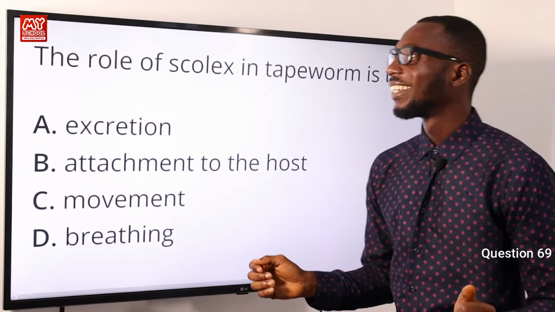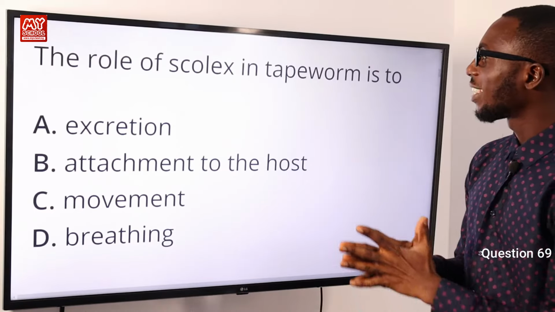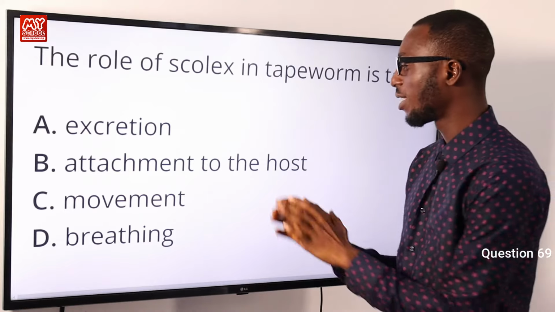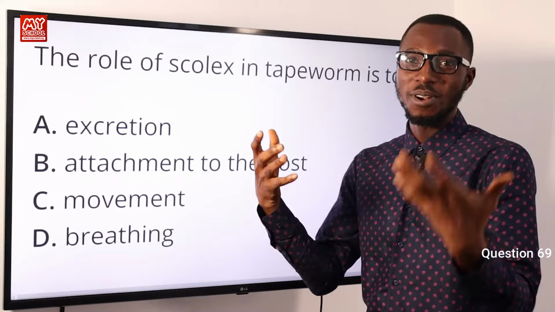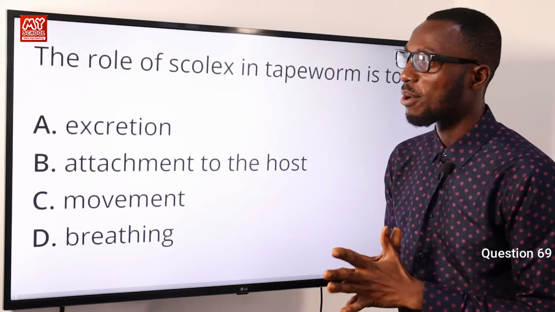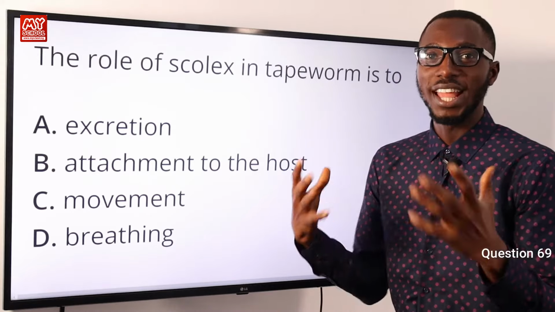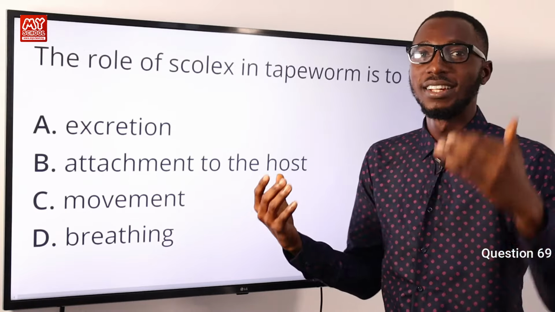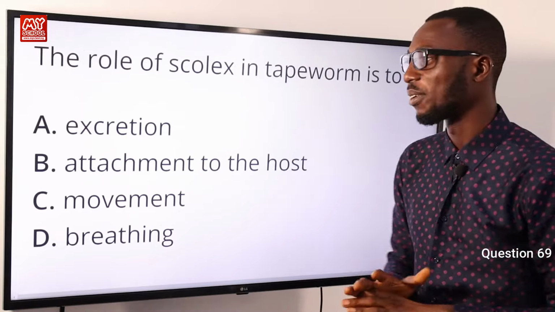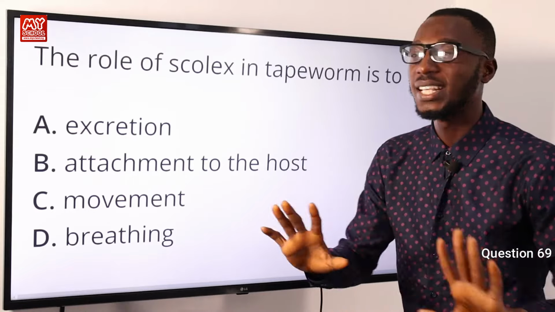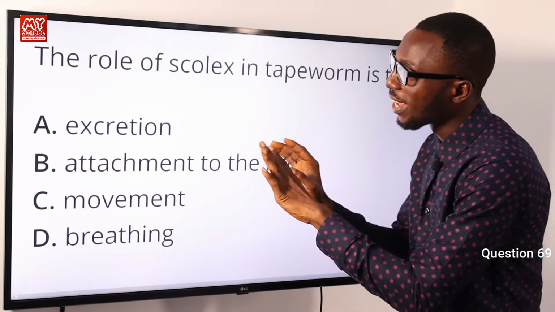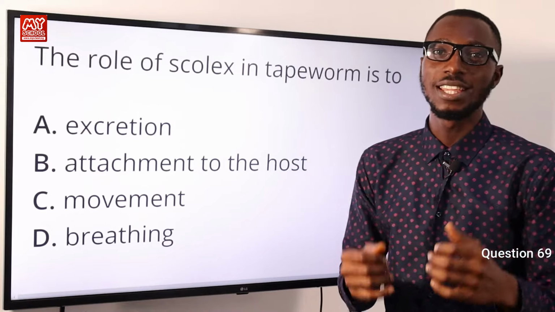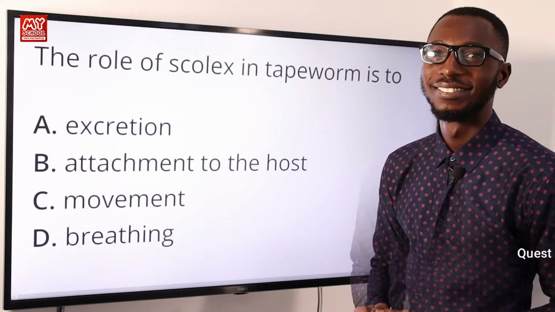Question 69. The role of Scolex in tapeworm is to do what? It is for attachment to the host, okay? The Scolex can be described, or we can make it similar to the head. It houses the sucker and the rostellum with hooks. So basically the Scolex is for attachment to the host. So option B is correct.